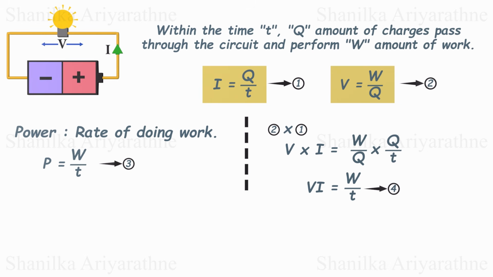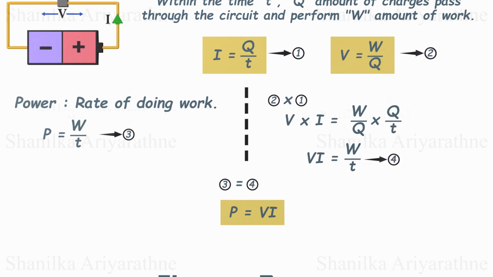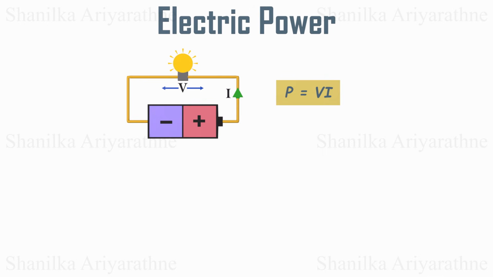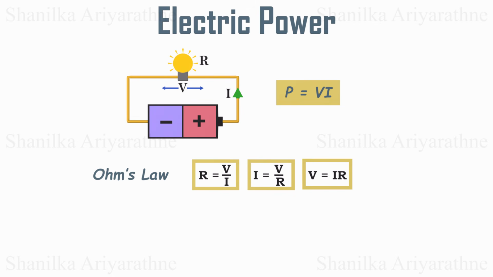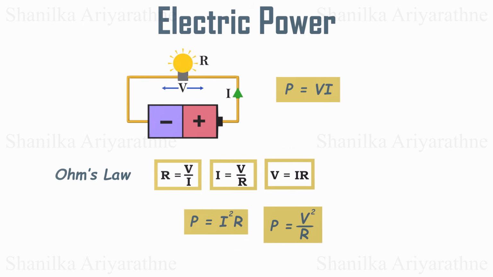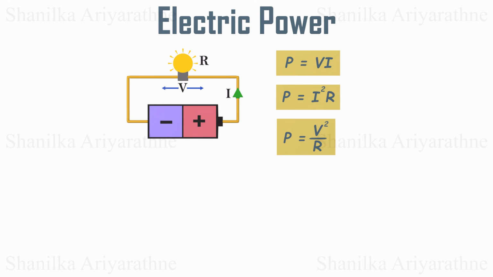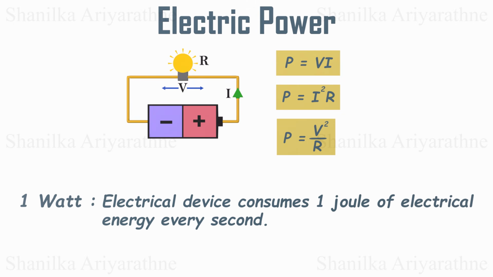Pay attention to equations 3 and 4. Those are equal. So we can say the power consumed by an electrical device is equal to the voltage across it times the current through it. This is a crucial relationship in electronics, allowing us to understand and calculate the power requirements and consumption of various devices and circuits. Now, if the resistance of this light bulb is R, using Ohm's law, we can derive two other useful forms of this equation. We measure this power using a unit called watts. If any electrical device consumes 1 joule of electrical energy every second, we say that the device consumes 1 watt of power.